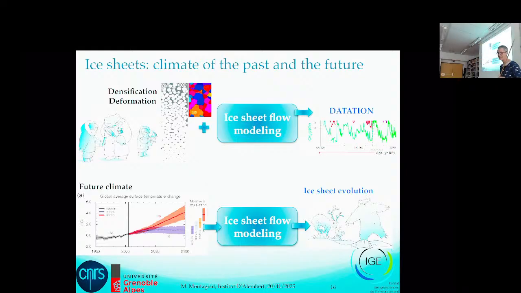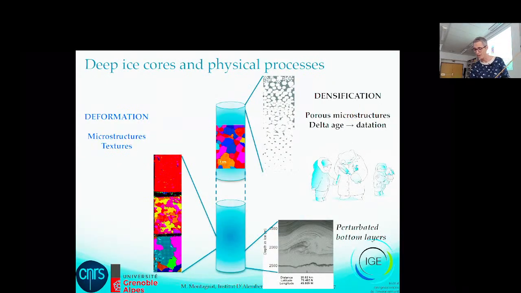Okay, so as I said, from the ice sheets, we can get access to the climate of the past. But for that, we have data from the core, but we need ice sheet flow modeling to connect the depth of the core to the datation. And then we can also predict the ice sheet evolution in a warming climate. But to go from this warming climate to the future of the ice sheet, we also need ice sheet flow modeling. So in flow modeling, there is the word flow. And for that, we need to know about the mechanisms that are behind it. And in particular, we need to know the physical processes of deformation of ice.